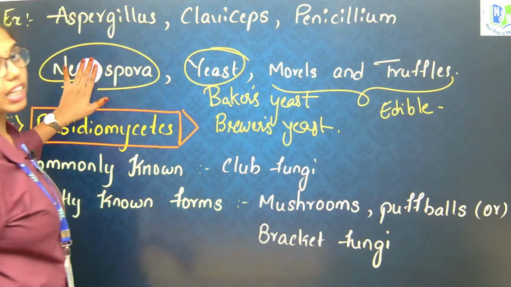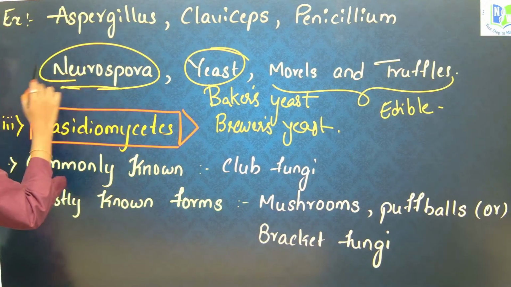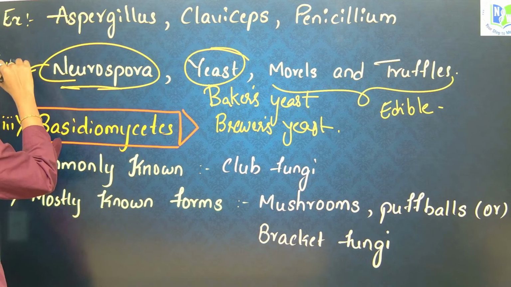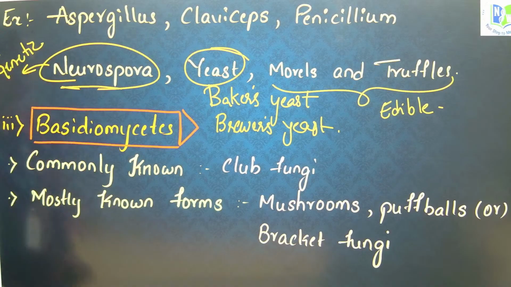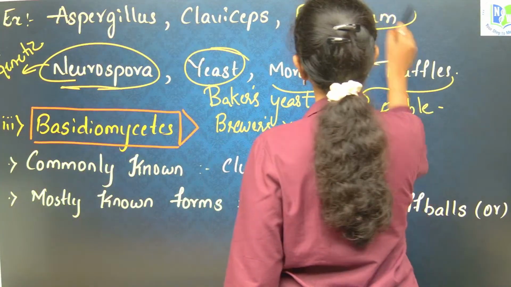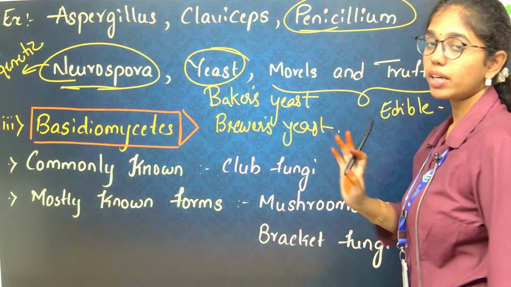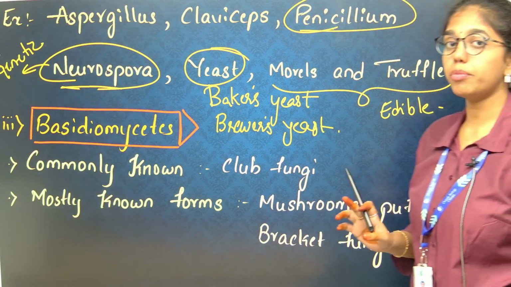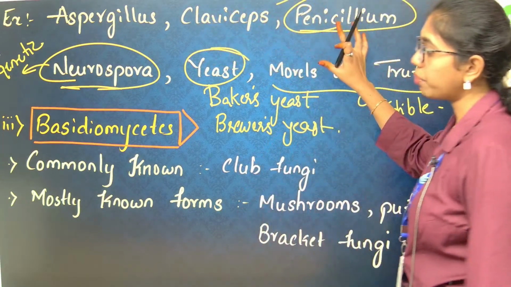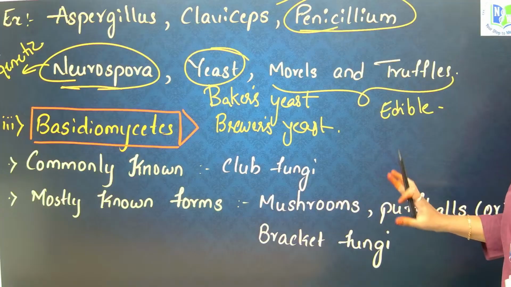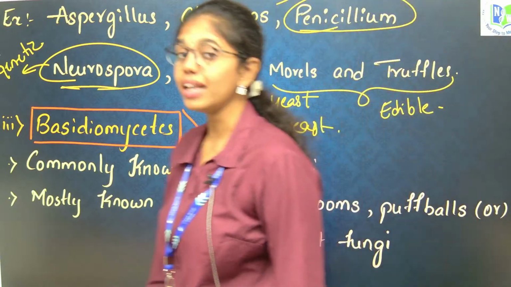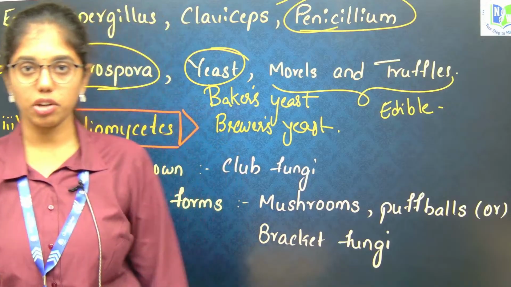Neurospora is highly used in genetic and biological works in laboratories. From Penicillium, the first antibiotic was produced, that is Penicillium notatum, by Alexander Fleming. So these are the examples of Ascomycetes, do remember. In Ascomycetes you can see diverse morphology of fungi from unicellular to multicellular level.